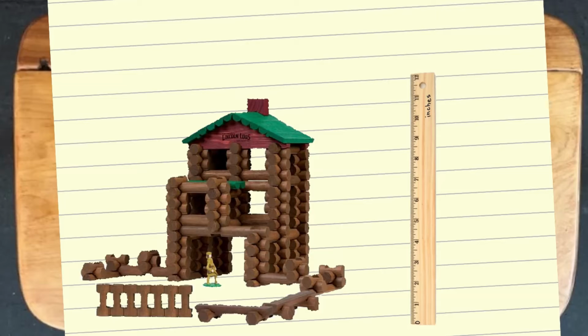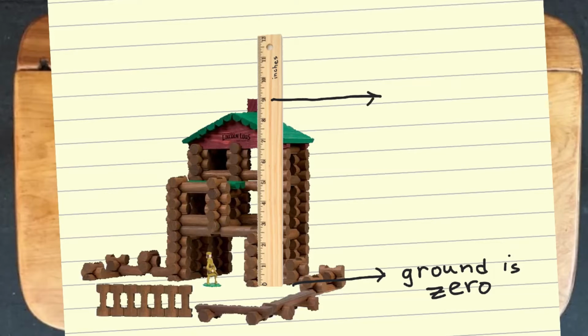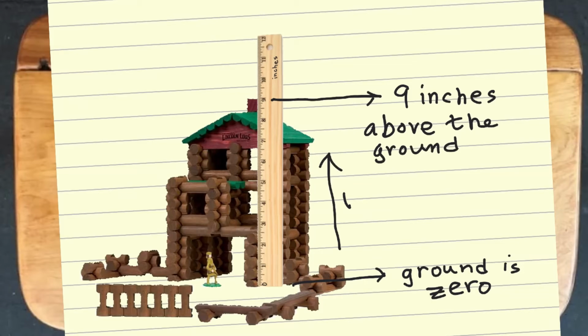So let's measure this with the vertical number line. So let's measure the height of this Lincoln log house. Okay, I'll put the ruler against it now. We'll call the ground 0. And it looks like it goes up to 9. So, since the scale is in inches, the Lincoln log house must be 9 inches tall. Okay, so the vertical number line then measures height.